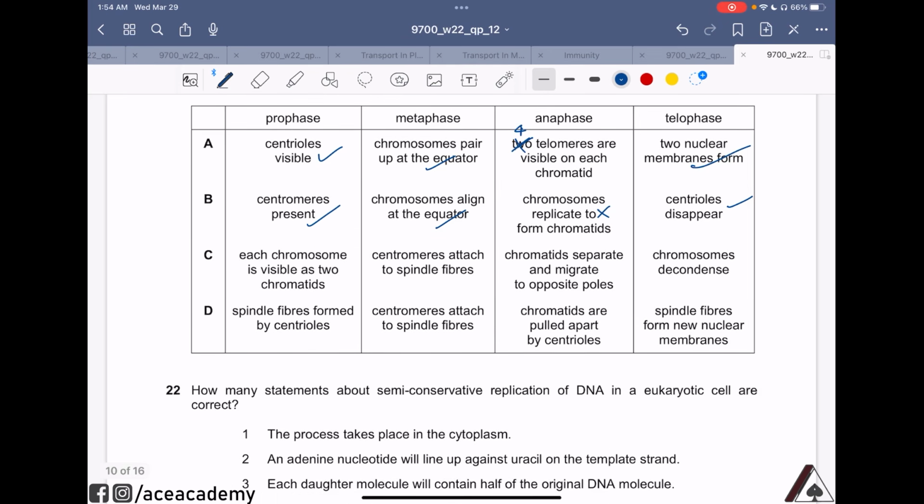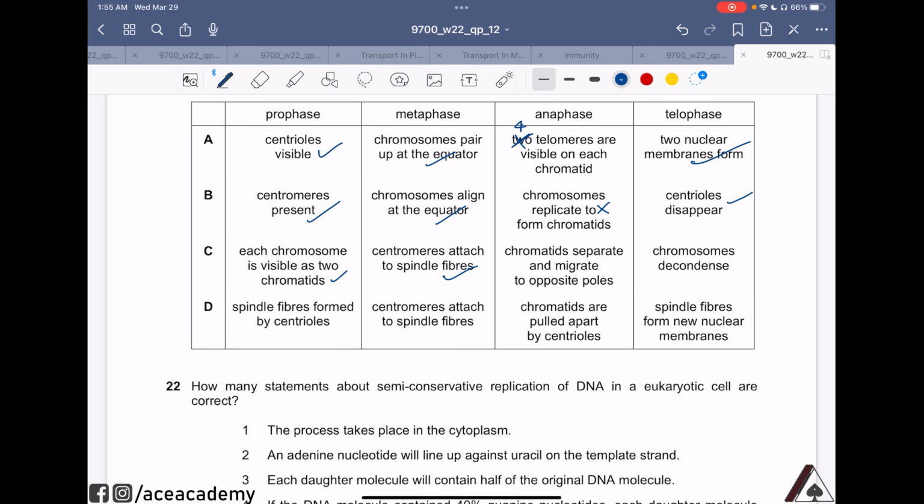Each chromosome is visible as two chromatids. This is correct. Centromeres attached to spindle fibers at the metaphase, correct, because the spindle is fully formed. Anaphase, chromatids separate and migrate to opposite poles, correct. Telophase, chromosomes decondense, yes. So overall C is correct.